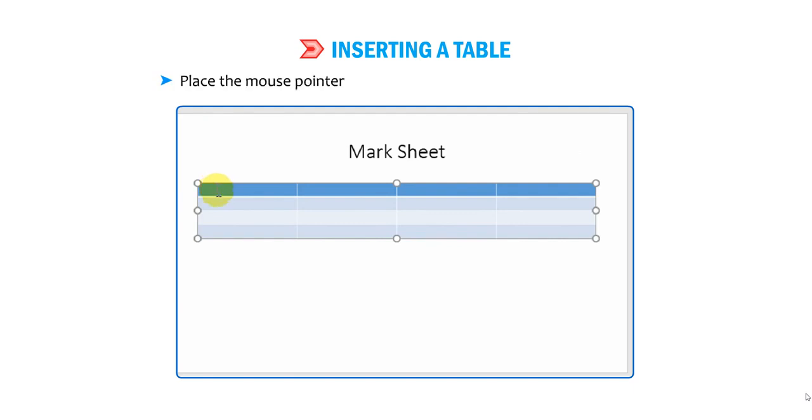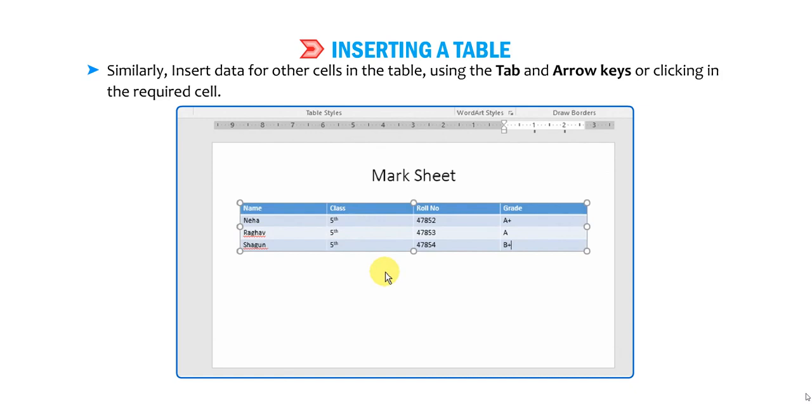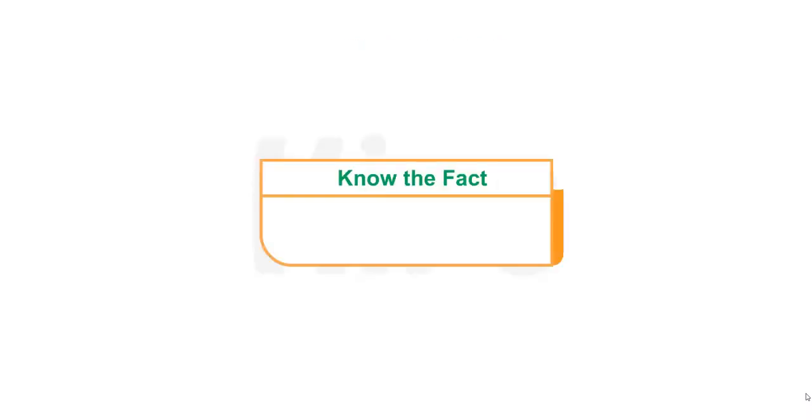Place the mouse pointer in the first cell of the table and type heading. Press the Tab key. Similarly, insert data for other cells in the table using the Tab and arrow keys or clicking in the required cell. Let me share that the intersection of row and column in a table is called a cell.